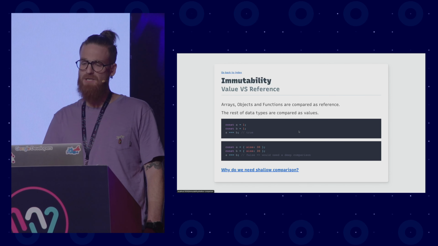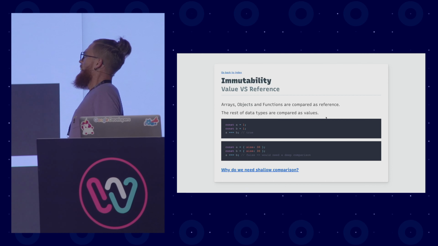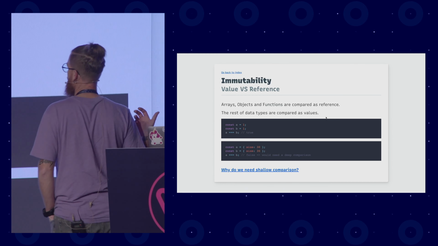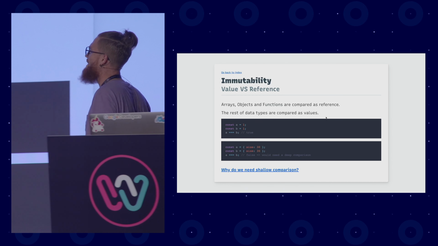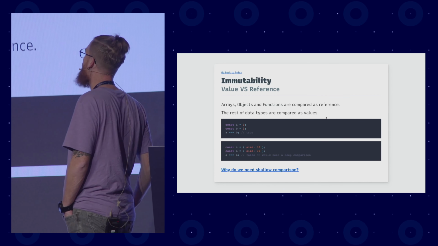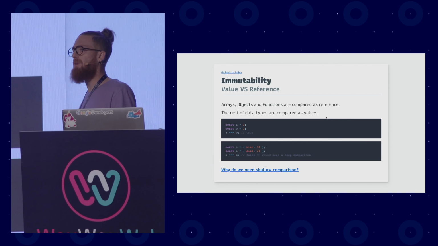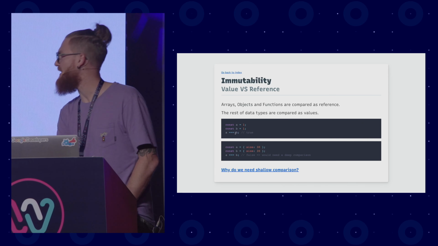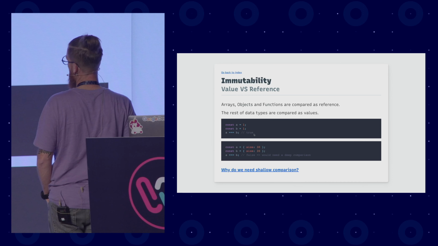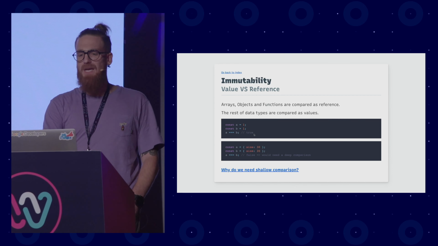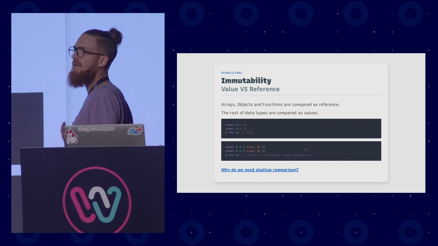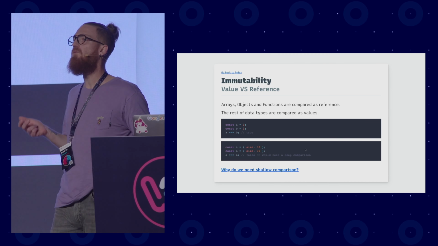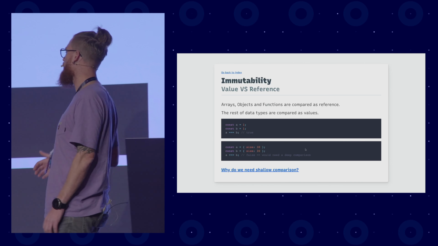So the next concept is immutability, or the difference between a comparison by value and a comparison by reference. In JavaScript and, of course, TypeScript, arrays, objects, and functions are compared by reference. But the rest of the data types are compared by value. So if we compare two numbers that are equal, the strict comparison, the triple equals, will always give us true. If we build two objects, even if they have the same properties with the same values, they don't hold the same reference. So that means that if we do a strict comparison, it will always return false.